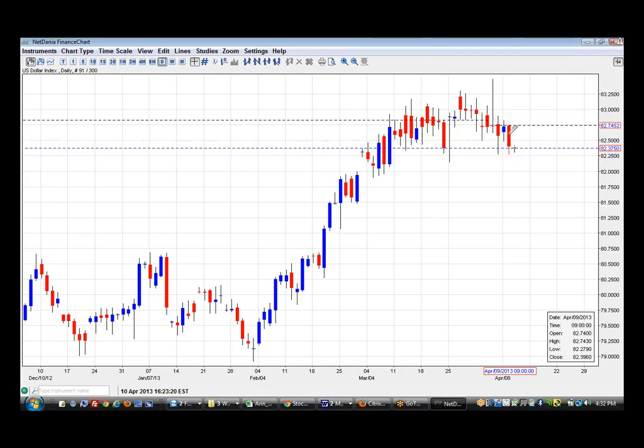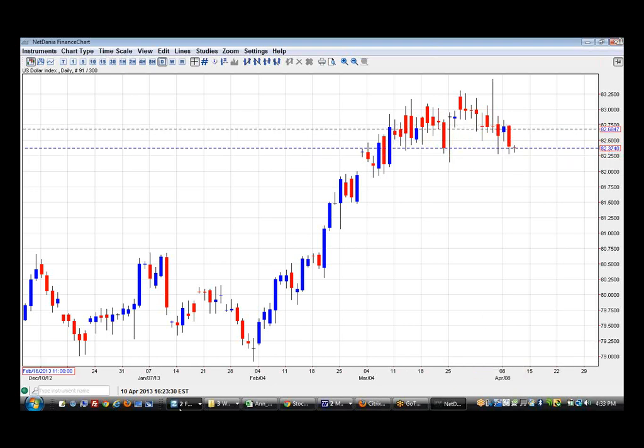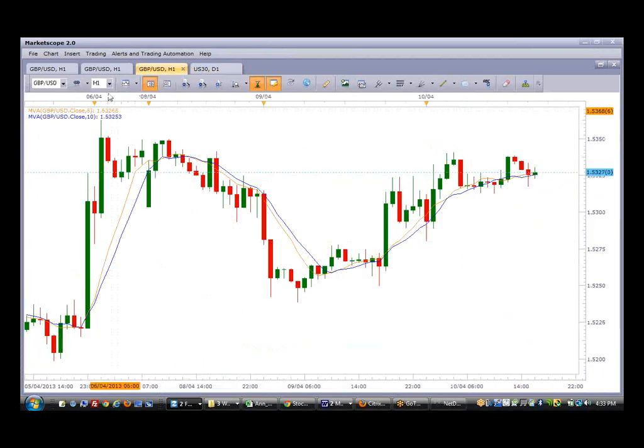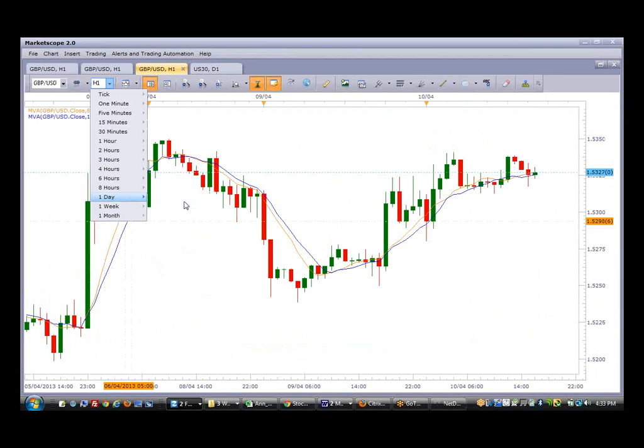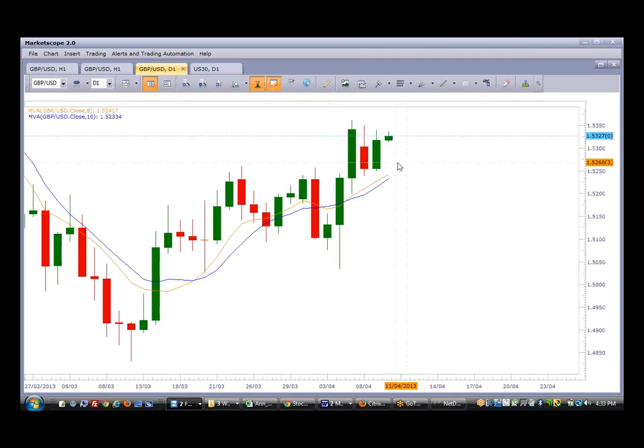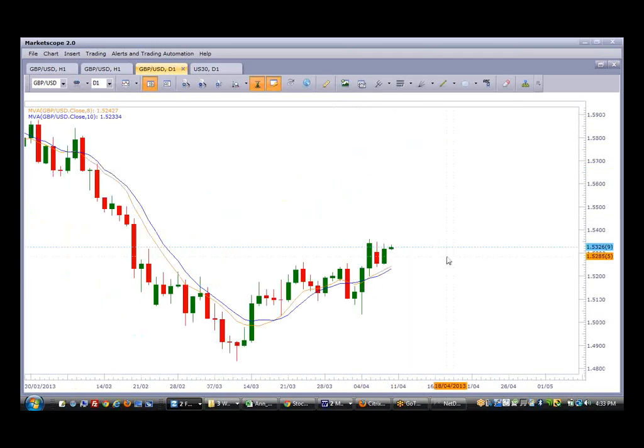Because the DXY, or the US dollar index, was dropping, the pound against the dollar went up. This is 1 hour, but we'll look at the daily since we're also looking at the daily. So the pound against the dollar followed the Dow. Right. Okay, so it went up. Did that answer your question?